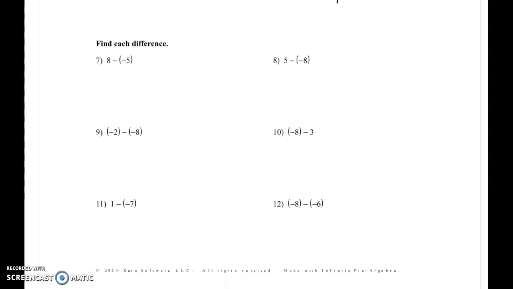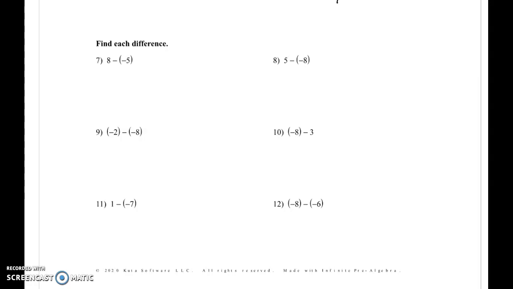Now we're going to move on to subtraction, finding the difference. For every one of these problems, whether you have two negatives or a positive and a negative, when it comes to subtraction, we want to try to use the same approach every single time. So let's remind ourselves what the approach is here.